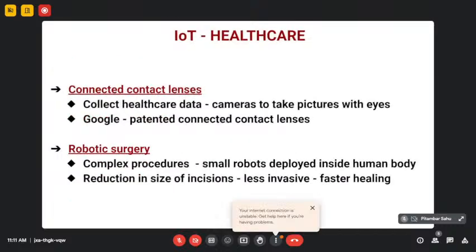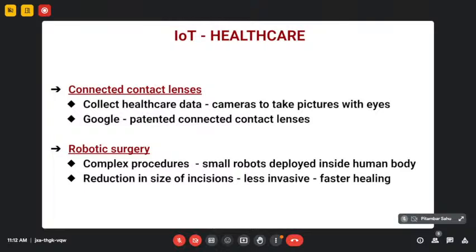Connected contact lenses are available right now. Google has patented contact lenses. Robotic surgeries are quite evident right now. You can see lots of robotic surgeries happening on YouTube. Small robots are deployed into the human body because the level of precision is very accurate. It is less invasive and gives faster healing. Patients can go back to their respective places. Faster healing is possible, so they don't have to be admitted to the hospital for a very long time.